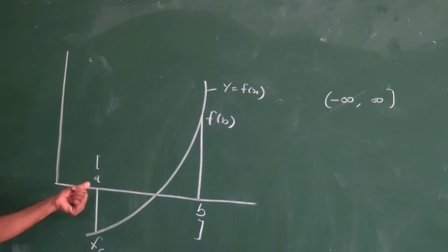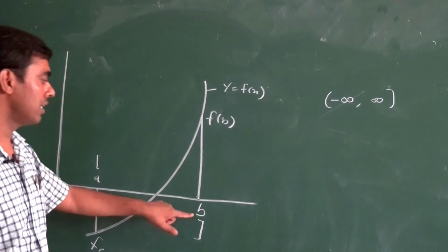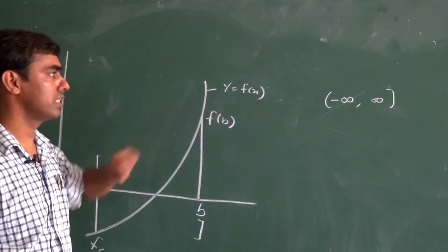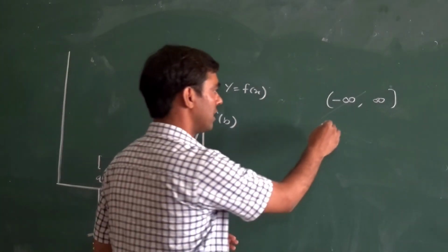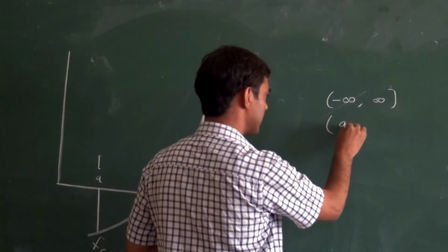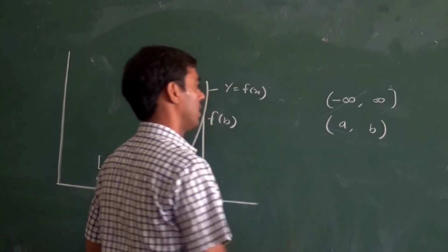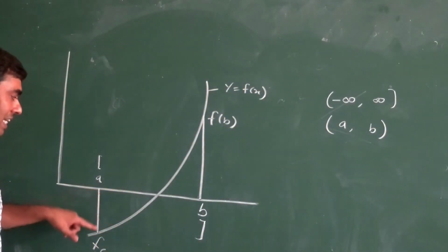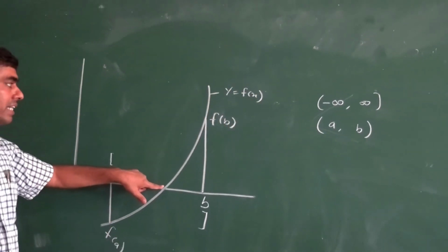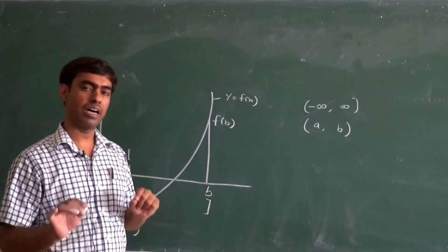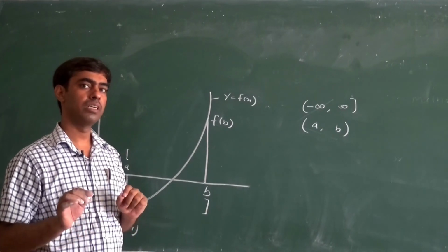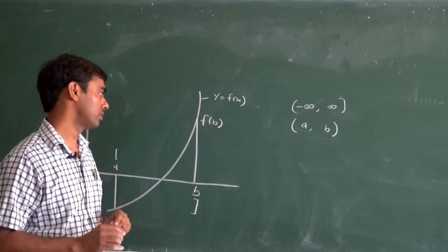So if we ensure that there exists a point A where the value of the function is negative, and another point B where the value of the function is positive, then there exists at least one real root between A and B. Now what is our aim? Our aim is to find one, the first real root.